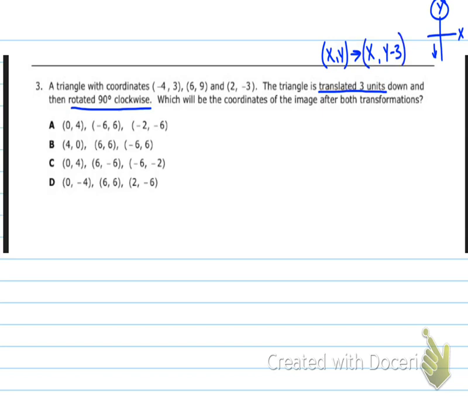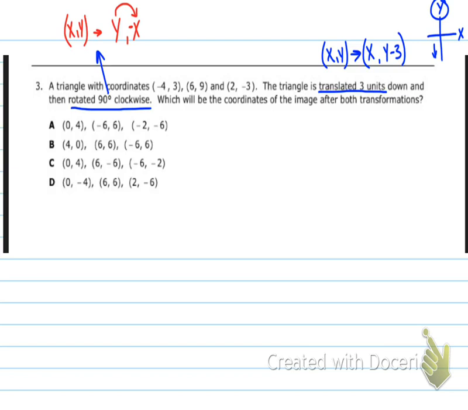Second, my other keyword tells me that it's going to be rotated 90 clockwise. So there are rules for that one too. When you rotate 90 clockwise, you have to switch your coordinates. And then I like to make a clockwise arrow to show that the x will become opposite. So what I got to do is two rules, one after the other. So let's see if this makes sense.